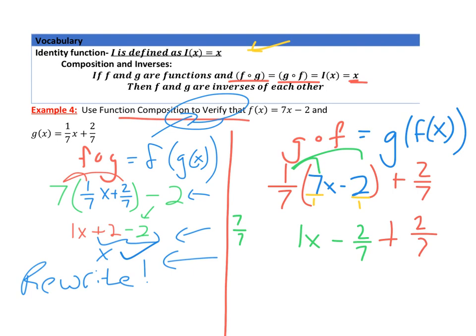I'll combine like terms next. In order to add and subtract fractions, they need a common denominator. Well, they already have one. So I'm just going to add the numbers on top. -2 plus 2 cancels out, leaving you with just 1x or x. So we showed that both sides are equal to x, therefore we are done.